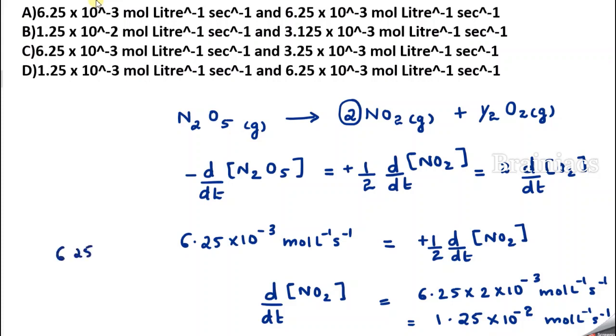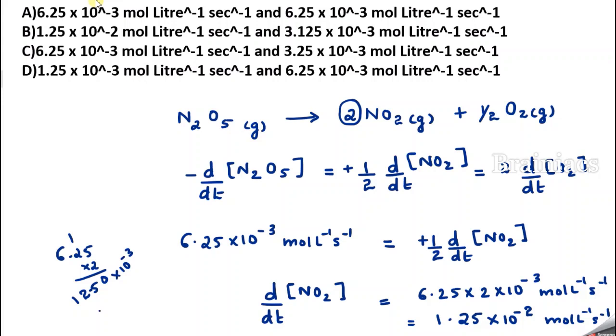So 625 into 2, how much will it come? 5 into 2 is 10, 2 into 2 is 4, 6 into 2 is 12, correct? So 1250 into 10 power minus 3. Already it is 6.25, so that means this will become 12.50 into 10 power minus 3.